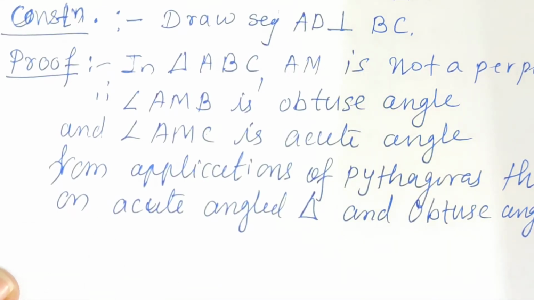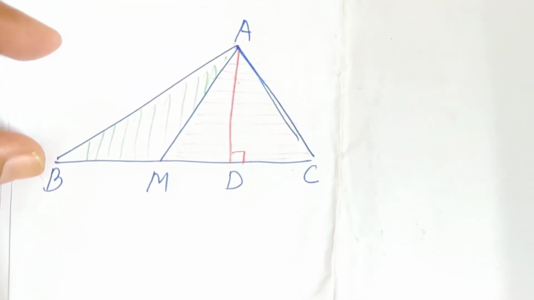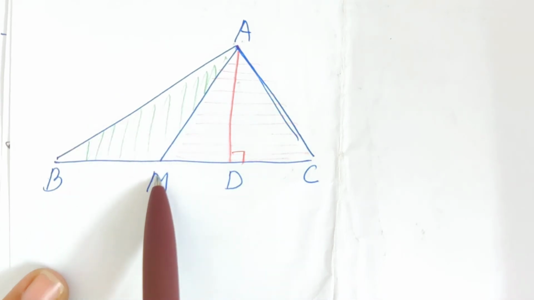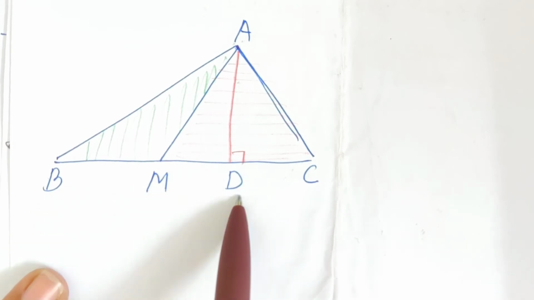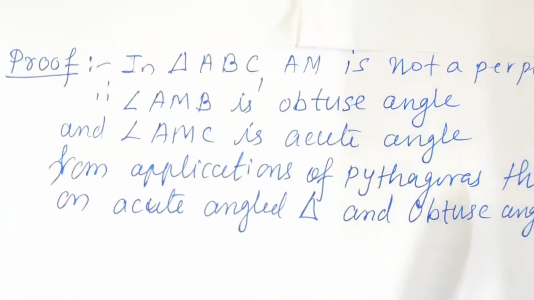For this above diagram, what we will get from the diagram? So see now here, see the diagram. So from the diagram we will get AB square for the obtuse angle triangle. AB square is equal to AM square plus MB square plus double of MB multiply by MD. So this is a application of Pythagoras theorem on the obtuse angle triangle. So that we will write it here.